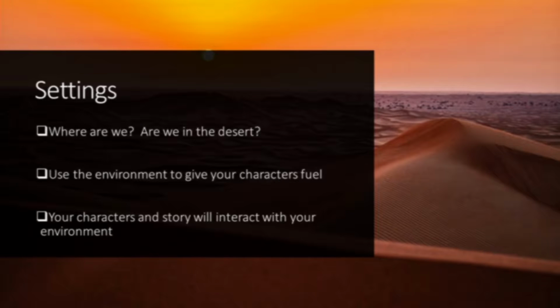Let's move along. Settings. Where are we? Are we in the desert? Why are we in the desert? There is nothing in the desert. Why would you ever put us in the desert? Well, there are a few things here. You can use the environment to give your characters fuel. Your characters and story will inevitably interact with your setting. That's true. But again, I ask you, why are we in a desert?